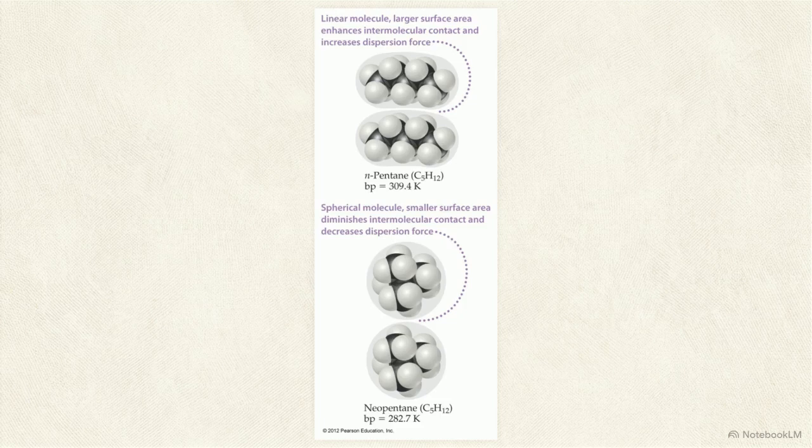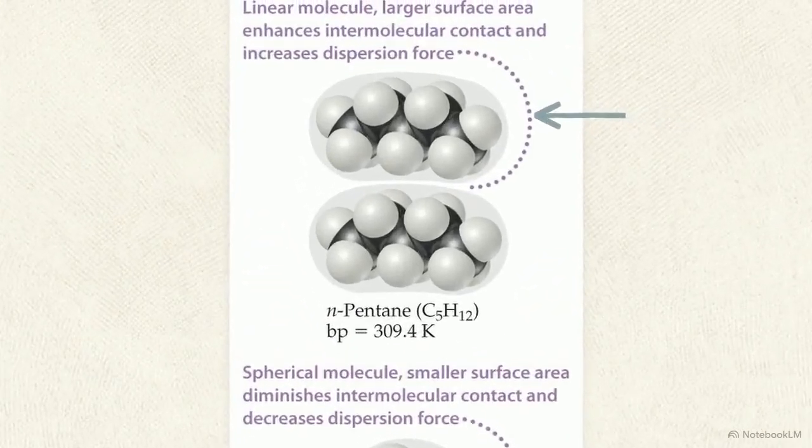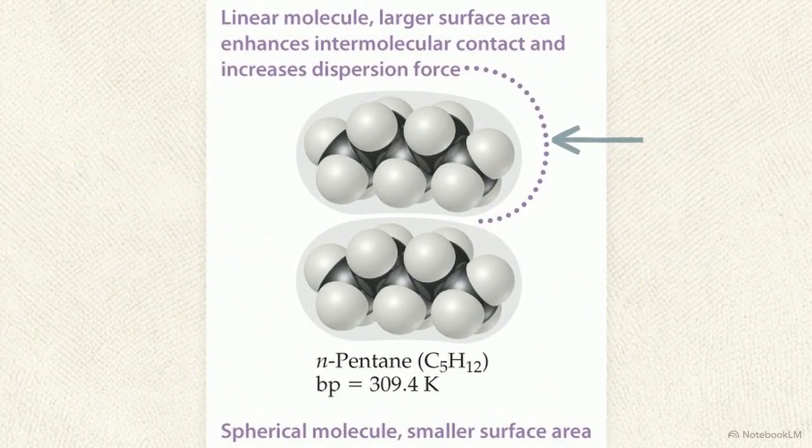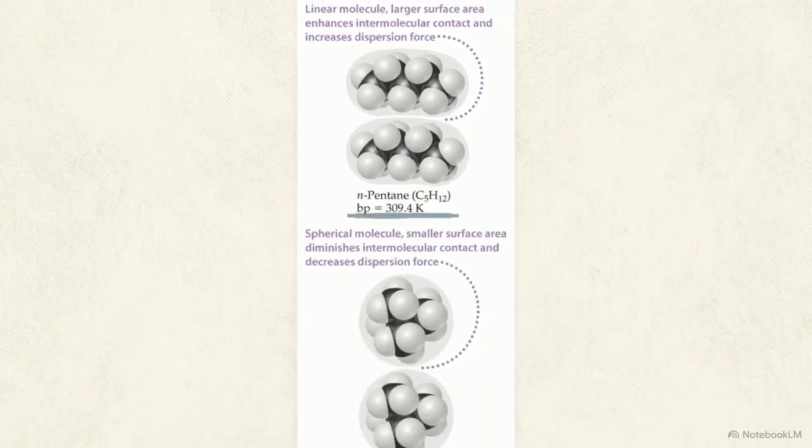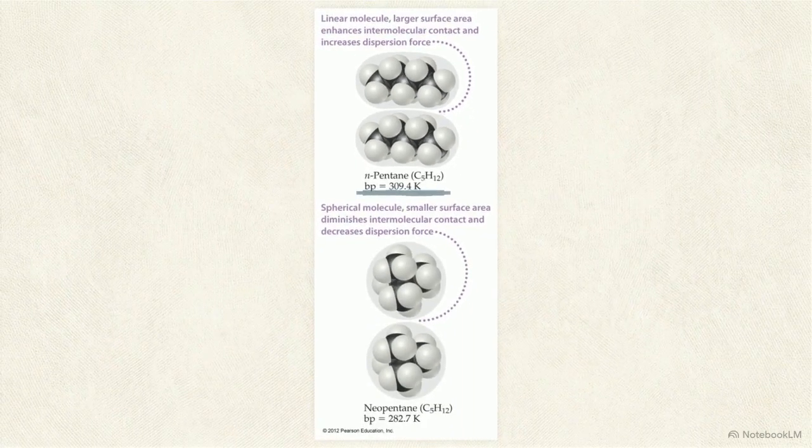These two molecules share the same chemical formula but have different shapes, illustrating polarizability. The linear n-pentane has more surface area for temporary dipoles to interact than the spherical neopentane, creating stronger dispersion forces and a higher boiling point.